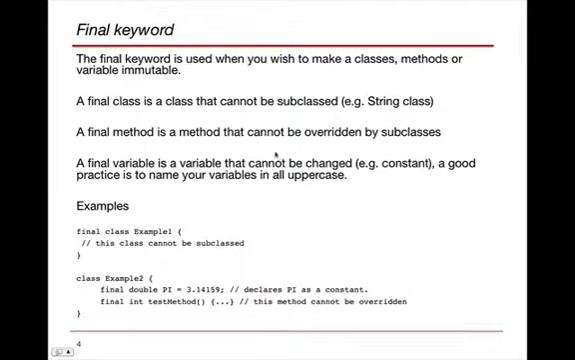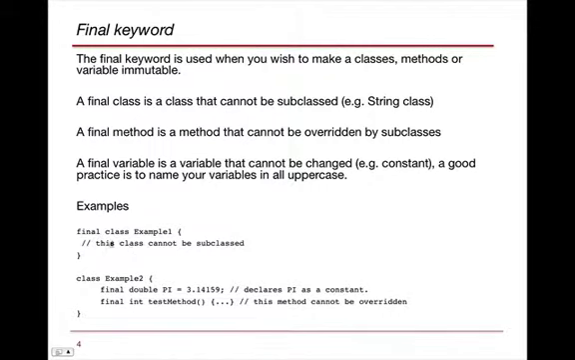A final method is a method that cannot be overridden by subclasses. So I may have defined a method that is not allowable to be overridden by a child class. And that's done to ensure the integrity of the particular function or the method. And a final variable is a variable that cannot be changed. It is a constant. A good practice is to name your variables that are going to be constants in all uppercase so that you can delineate them from regular variables. And that is not mandatory.